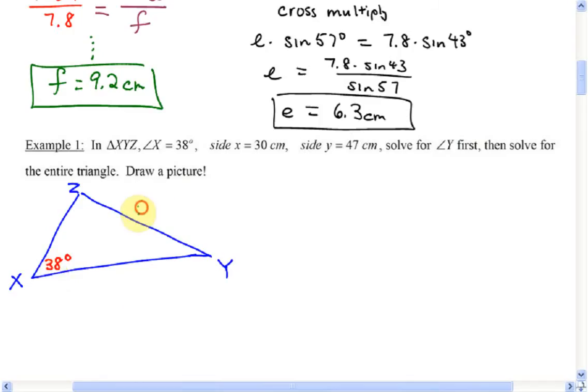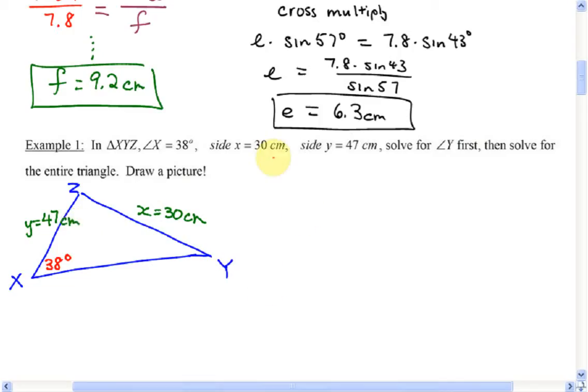So over here is x. In this case it is 30 centimeters. How about y? Well, y is always across from angle y, so that's over here. That's 47 centimeters. So the question says, once again, solve for angle y first, then solve the entire triangle. So it's the same as we did before. Okay, so you try.